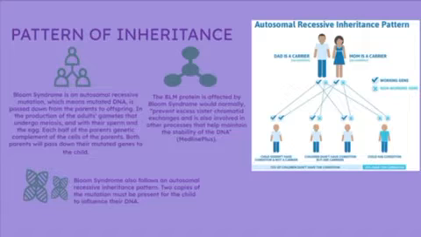Bloom syndrome follows an autosomal recessive inheritance pattern. Two copies of the mutation must be present for the child to be affected. The BLM protein affected by Bloom syndrome would normally, quote, prevent excess sister chromatid exchanges and is also involved in other processes that help maintain the stability of DNA, end quote. And to the right is the autosomal recessive inheritance pattern chart.